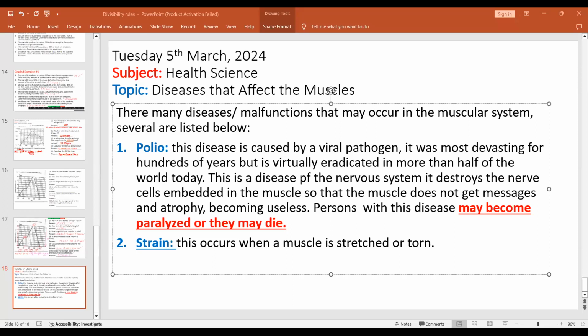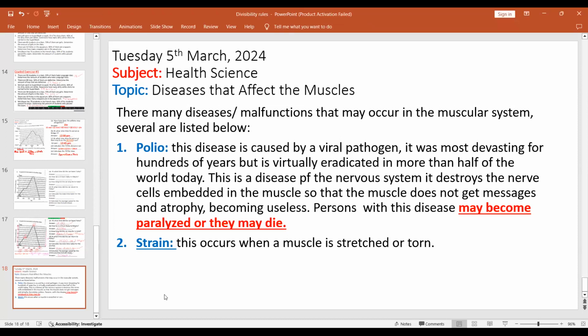Polio. Polio, very good. And what is a problem in the muscular system that occurs when someone scratches or tears their muscle? Strain. Strain, very good.